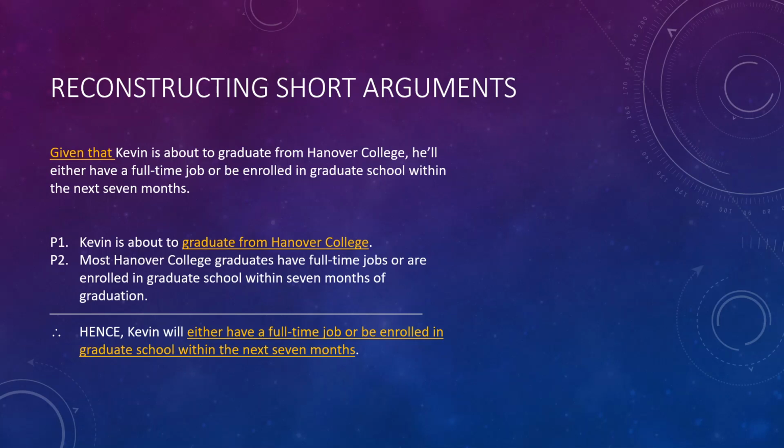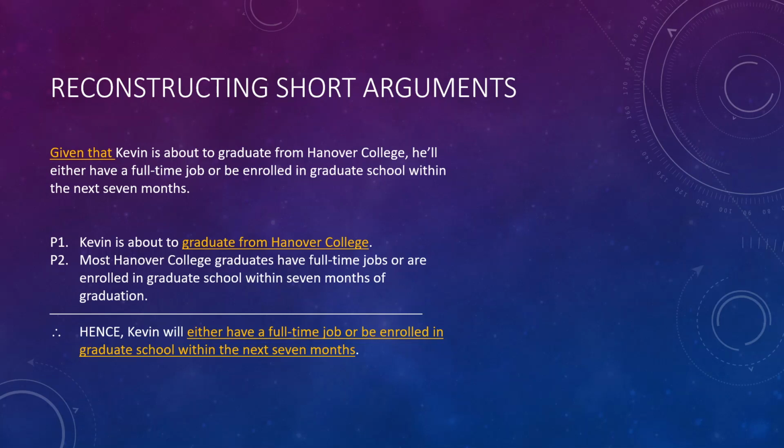Once again, we can look at the characteristics or traits or properties or classes mentioned in the stated premise and the stated conclusion to help us come up with this missing premise. What's mentioned in the first premise is that Kevin's about to graduate from Hanover, and that was supposed to lead us to believe that he is either going to have a full-time job or be enrolled in graduate school within 7 months. And that's exactly what our premise does. It says Hanover College graduates have full-time jobs or are enrolled in graduate school within 7 months.